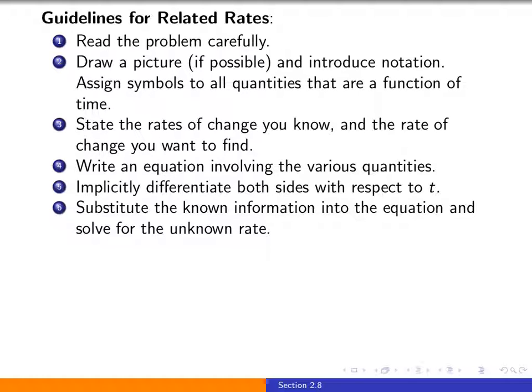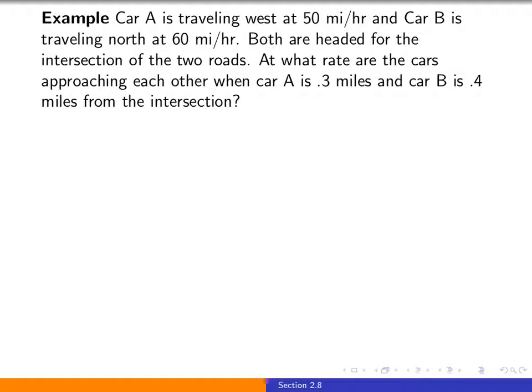So let's look at one more very typical example. Another very typical related rates problem. Car A is traveling west at 50 miles per hour, and car B is traveling north at 60 miles per hour. Both are headed for the intersection of two roads. So a picture we want to draw: we have car A and we have car B. Car A is traveling west, car B is traveling north, and they're heading for this common intersection.